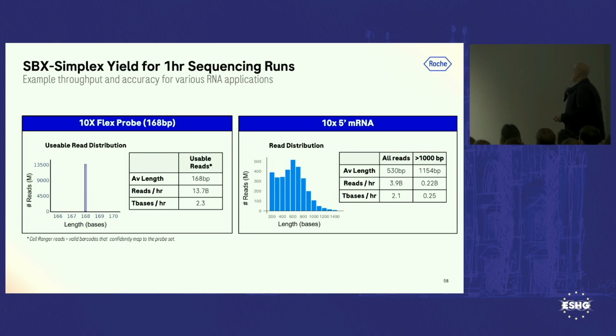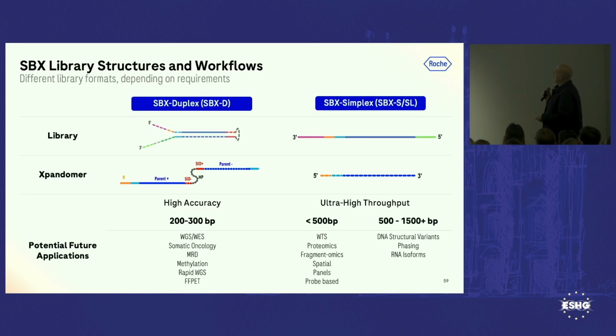On the right is a 10x 5' mRNA run. You get the extreme other side of the equation here, where you look at, for all reads, about 4 billion in an hour, 500 base pair average read length. So you can get the idea of where we're going directionally, in terms of the length and yield for the longer read side, and this has actually improved quite a bit since then. Okay, so that's all I'll cover on RNA, but we're actually going to do a lot more in the coming months on the RNA applications.